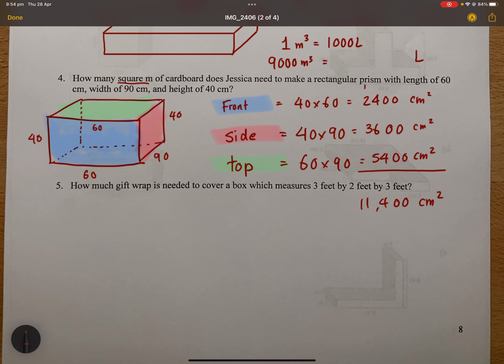But guess what? We have to multiply by 2. We have to multiply this by 2 because we haven't included the back face, the other side, the left side, and also the bottom one. And those are going to be the same as front, side, and top. So we only got half of the surface area. So to get the full one, we must multiply by 2. Okay, so the answer is going to be 22,800 centimeters squared.